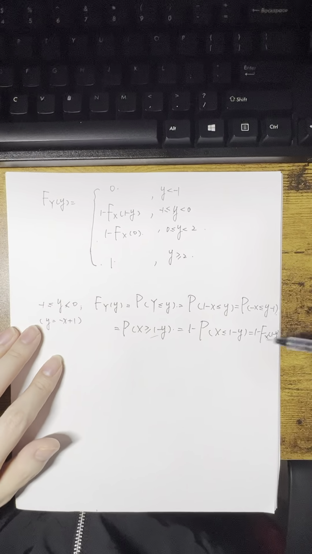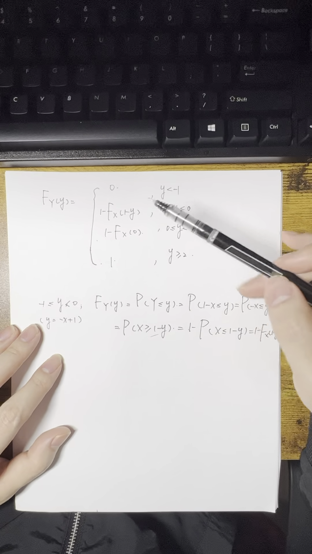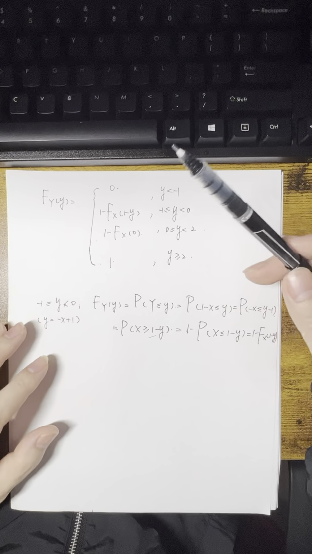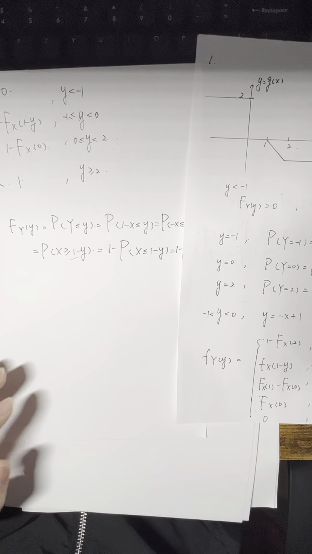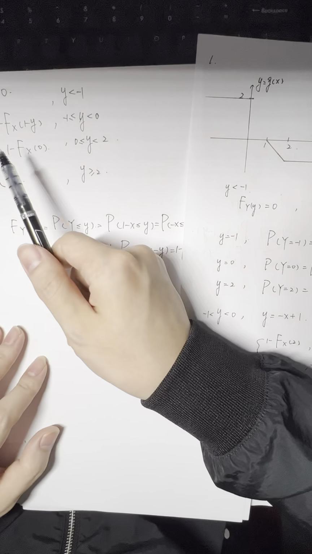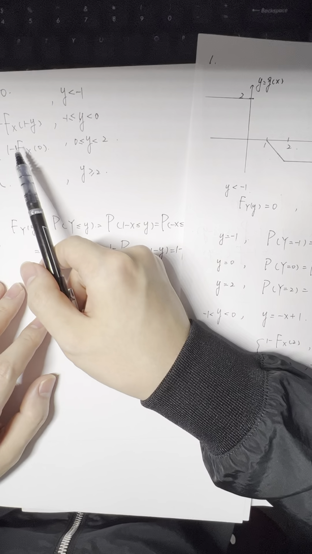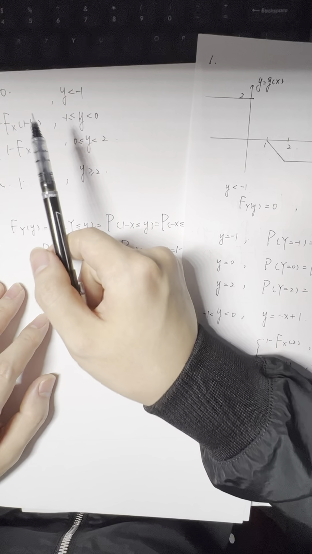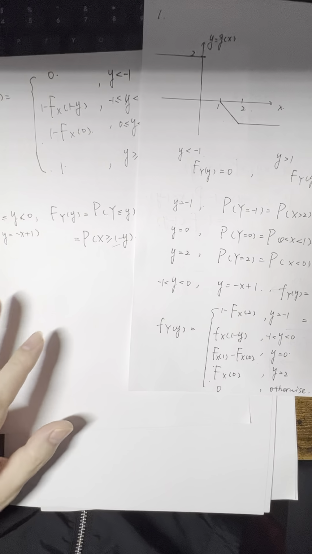Since there is an impulse, we need to bring the value back into the formula. Actually, it will be 1 minus F_X(1) plus F_X(1) minus F_X(0). So now let's draw their figure.